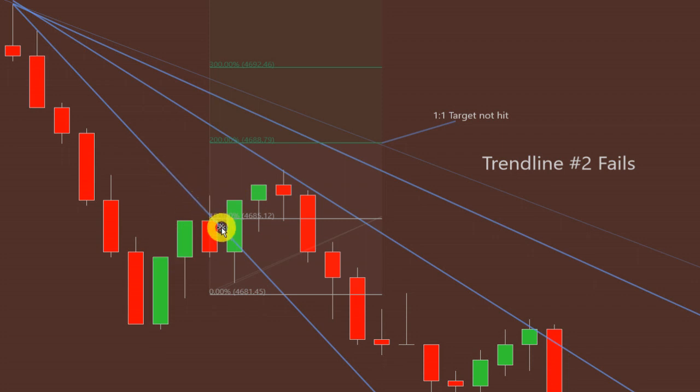So this is the second one. If we had missed the first one, we would have tried this second opportunity here where it breaks this trend line here. This was a full loss. Why? Because it didn't go all the way up to first target. We didn't have a chance to move our stop loss from down here to break even. It went halfway up and immediately reversed. That's why it was a full loss.